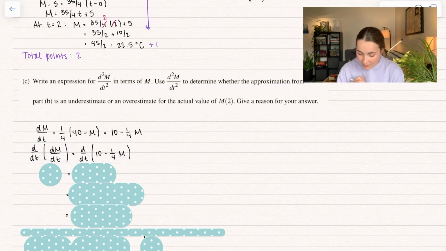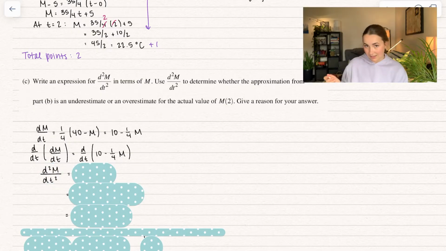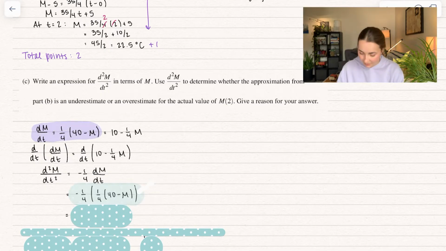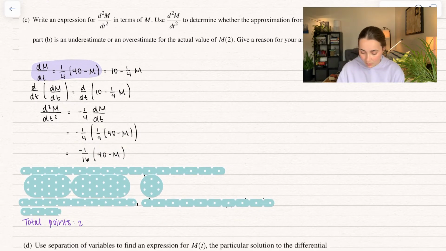And what we're going to do is take the derivative of both sides in terms of t. So on this left side, that's where we get the second derivative, right? And on the right side, when we take the derivative of 10, the derivative of a constant is just 0, and we get minus 1/4 the derivative of m in terms of t, right? That negative 1/4 is a scalar multiple, so it just hangs out. So we know what dm/dt is equal to, right? We can see that dm/dt is equal to this whole thing. So we actually need to plug that back in. When I plug it in, we can multiply that negative 1/4 times 1/4, and we get negative 1/16 (40 minus m).